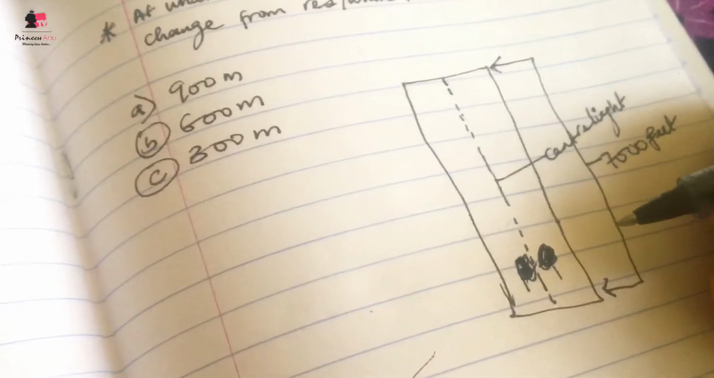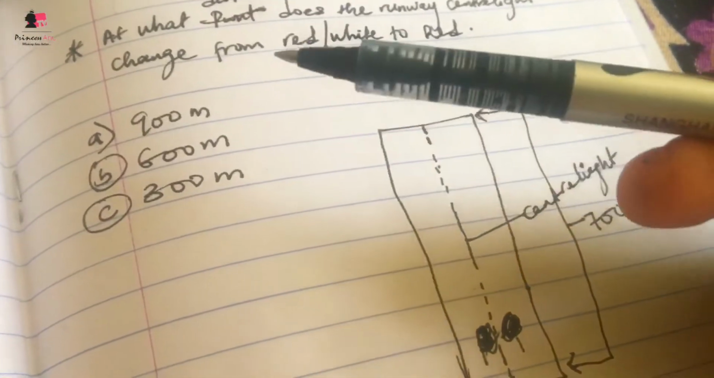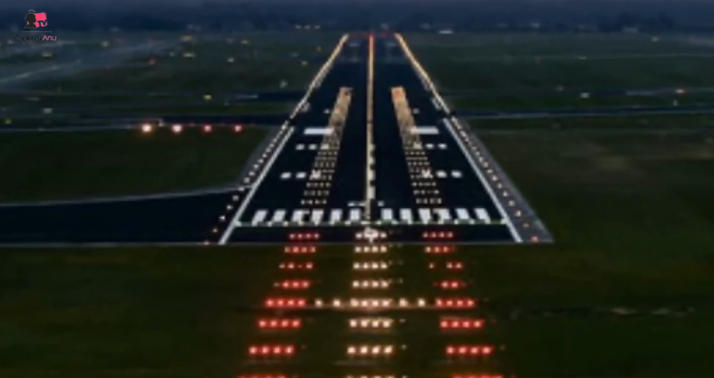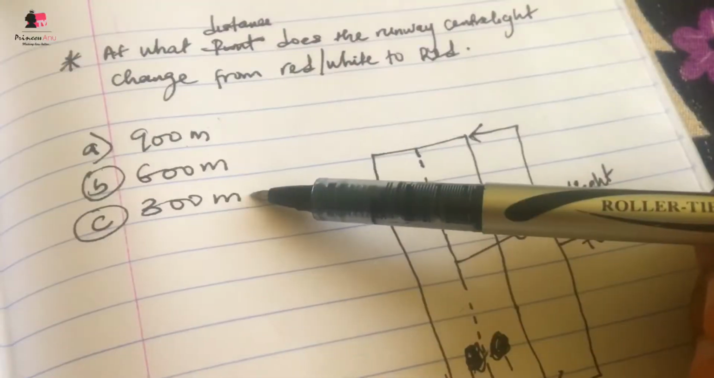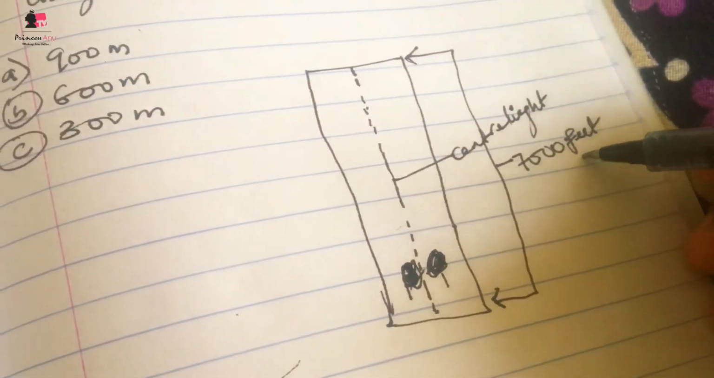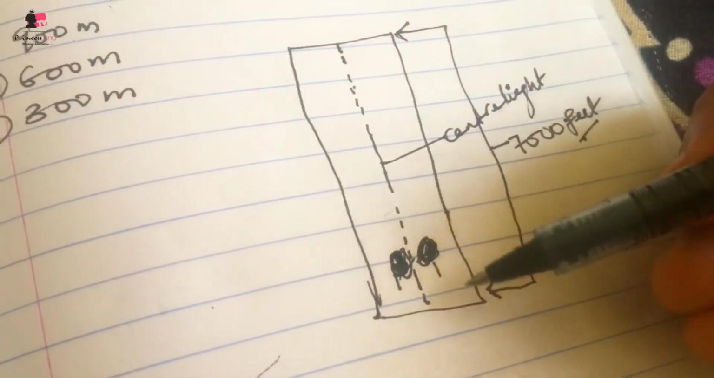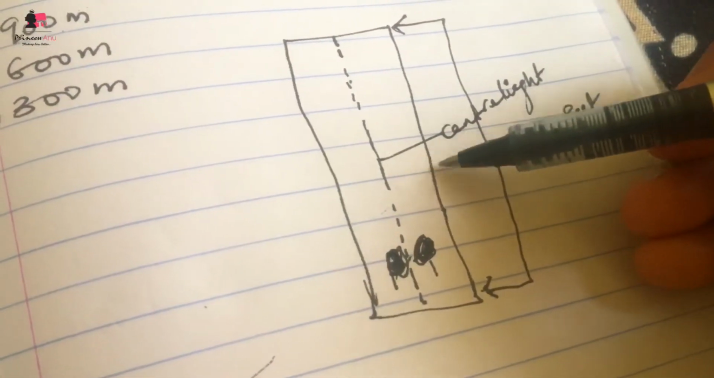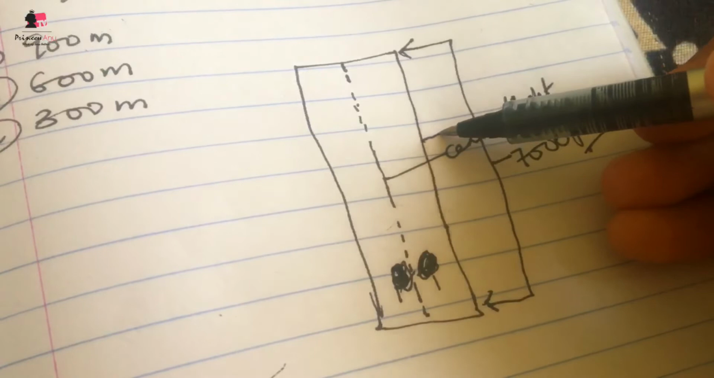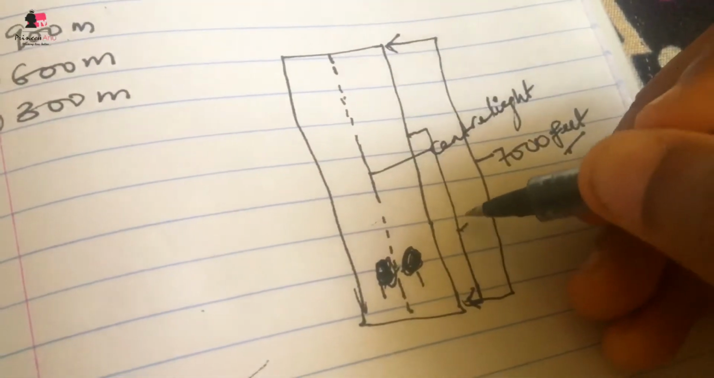And what you should note is that the last 3,000 feet is going to be showing a particular light for every runway. The last 2,000 feet is also going to be showing a particular light, and the last 1,000 feet is going to be showing a particular light. So let's just use this as an example. Now let's cut out the first 4,000 feet. Let's say this is the first 4,000 feet.